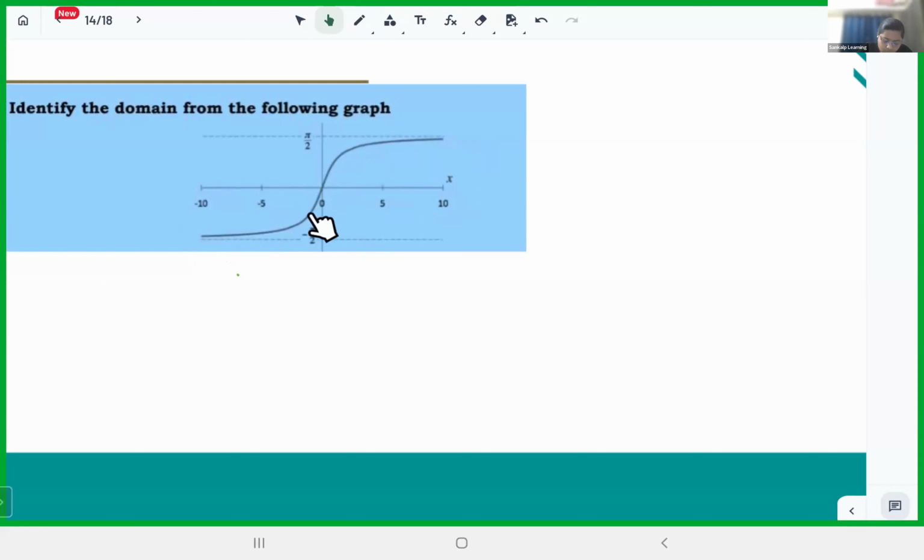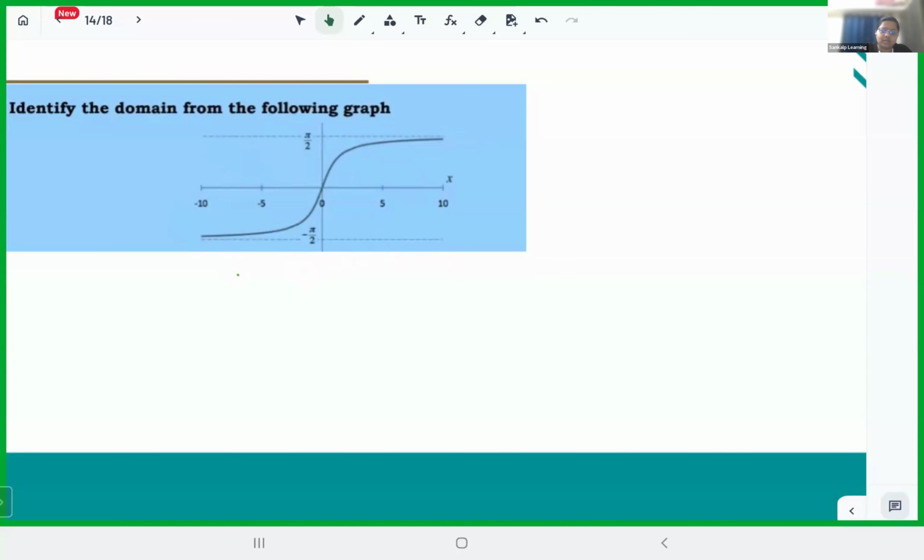Then from 0 to 10 also you can say that every element has an image, right? So from -10 to 10, this graph has an image and it extends in between minus pi by 2 and pi by 2. Here you can see that minus pi by 2 and pi by 2 are marked, but they are marked with an imaginary line, which means minus pi by 2 and pi by 2 are not included. That's why they have given an imaginary line over there.